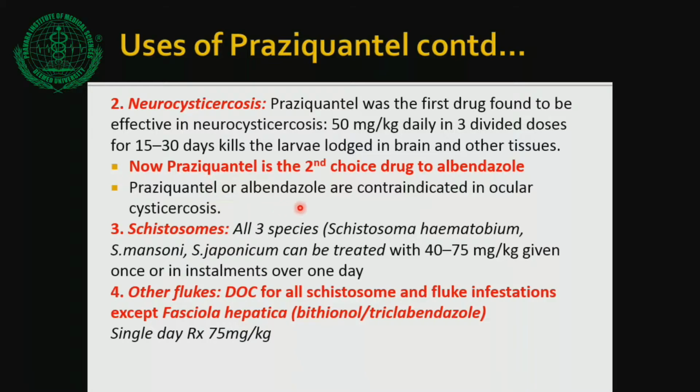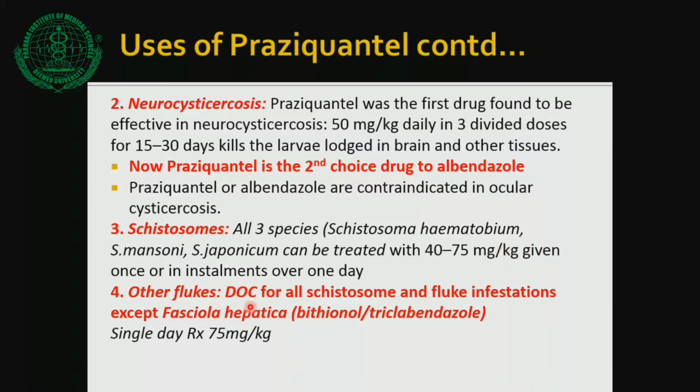But both Praziquantel and Albendazole are contraindicated in ocular cysticercosis. If the cysticerci have migrated to the eye, both of the drugs should not be given. Third use is schistosomes. All the 3 species of schistosome, that is Haematobium, Mansoni and Japonicum, can be treated, but with a quite high dose, 40 to 75 mg per kg.